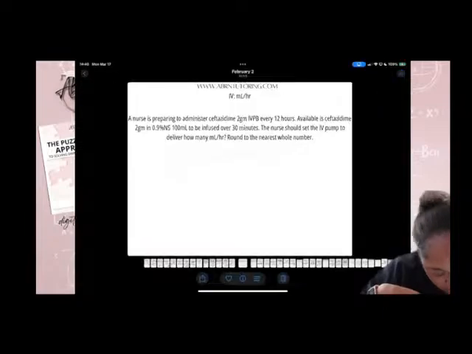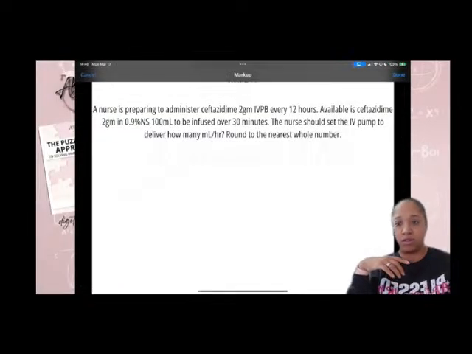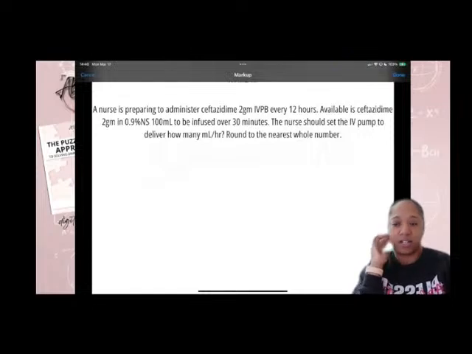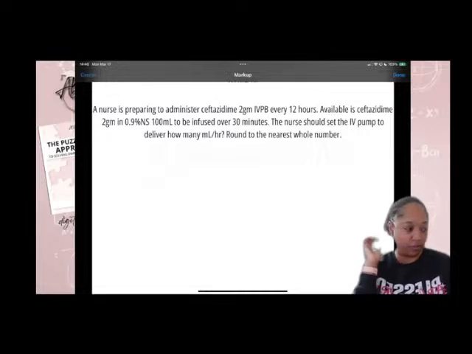Oh no, where did it go? Here we go. RN, okay. Can you do some intake and output? Yes, I will do some intake and some output for you.